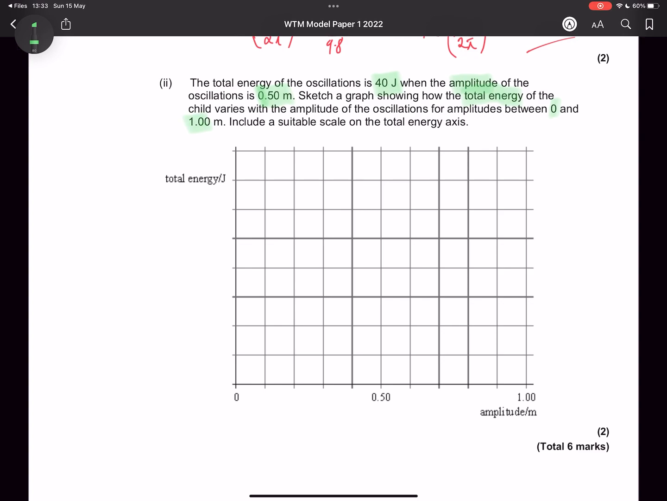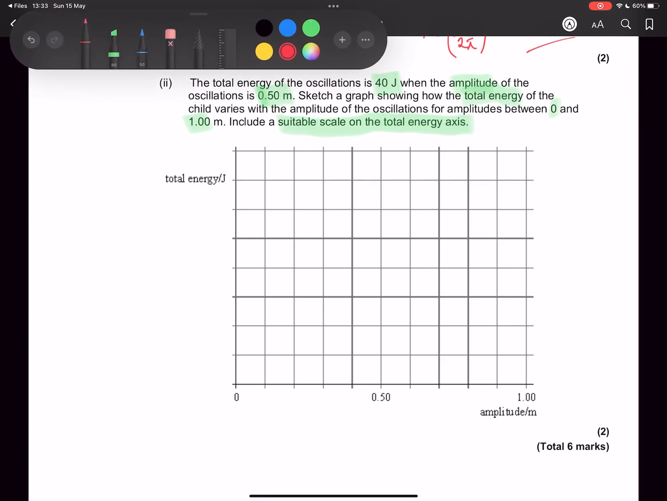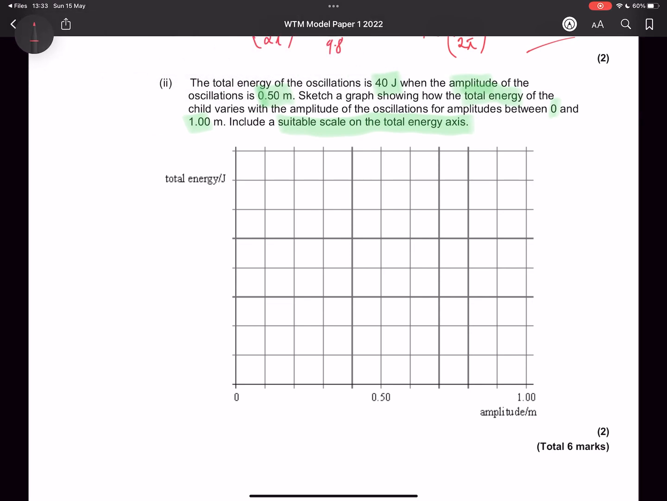We're then pointed out to us that the graph goes up to 1. So it goes beyond that 0.5 all the way to 1. But we have no y-axis values to work with. We need to use the appropriate ones, which tells us that though we know 0 is 0 and 0.5 is 40, we have absolutely no idea what 1 meter is going to yield.